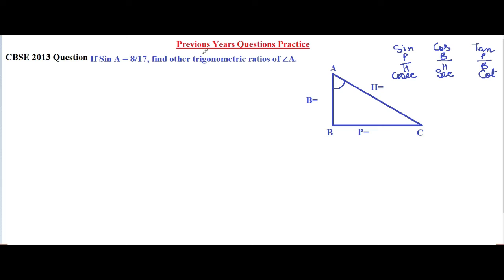Hello everyone. So I've come up with previous year questions from trigonometry. So today's question is from year 2013 and it is a very simple, very easy question.